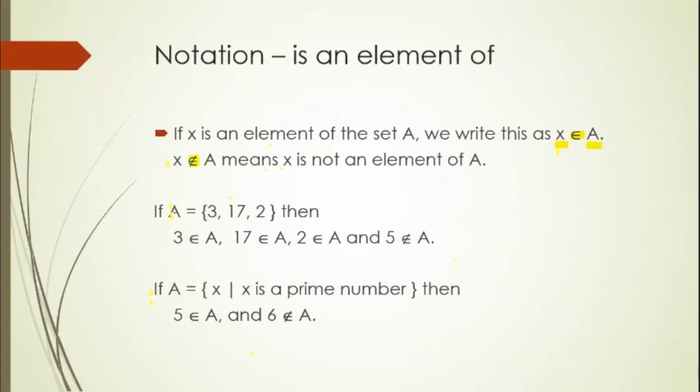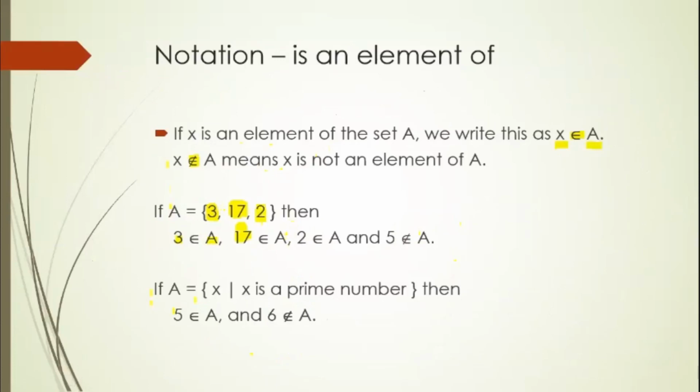We have set A and the following elements are 3, 17, and 2. Then we can say that 3 is an element of set A. Why? Because we have 3 in the collection of numbers that we have. Is 17 an element of A? Yes, because we have 17 in our collection of numbers. The same goes with number 2. 2 is an element of A because we found 2 in our collection. But 5 is not an element of A because we don't have a number 5 in our collection.